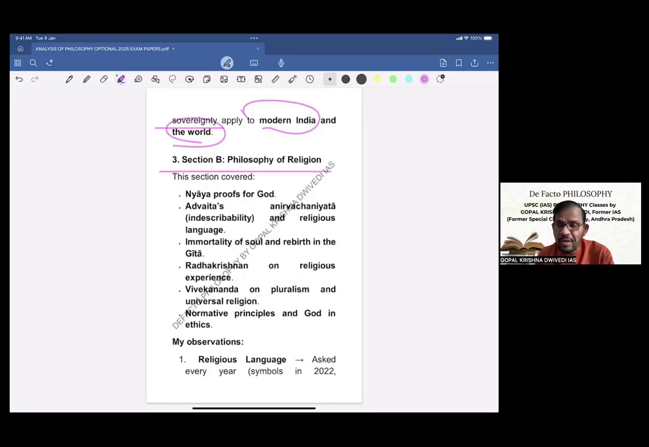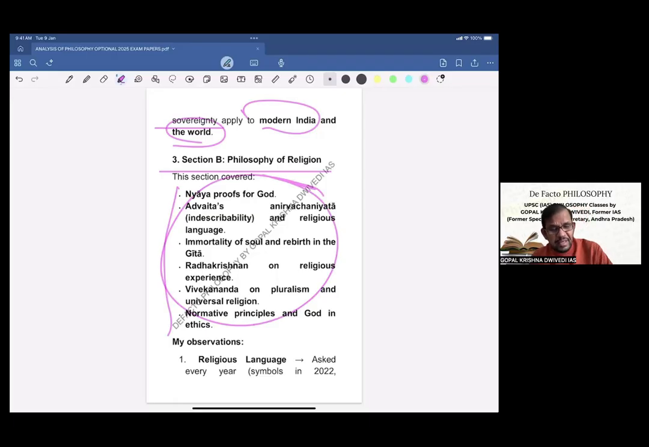Now section B, philosophy of religion. These were the topics mainly covered: Nyaya's proofs for God, Advaita's Anirvachaniyata and religious language, immortality of soul and rebirth in Gita, Radhakrishnan on religious experience, Vivekananda on pluralism and universal religion, normative principles and God in ethics. So these were the main topics covered as far as section B is concerned.